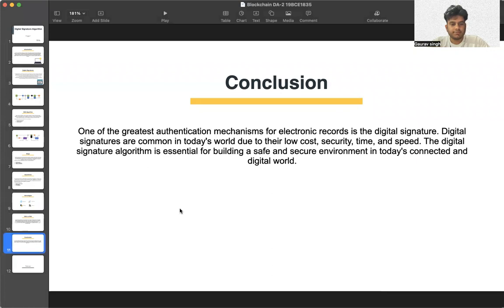Coming to the conclusion. It is now clear that the digital signature is one of the best authentication tools for electronic records. On account of its cost, security, time, and speed, digital signatures are popular nowadays. In today's interconnected digital world, the digital signature algorithm is very vital for creating a safer and more secure environment.